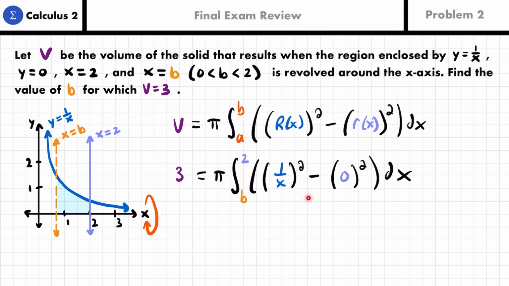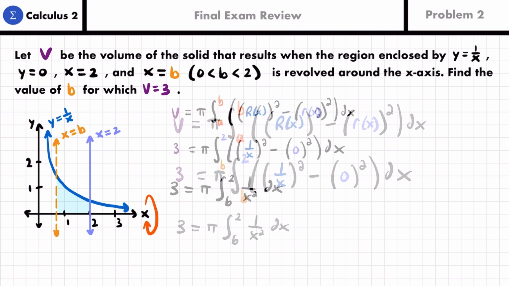Beginning by rewriting this integral a little bit, or by simplifying it, we'll have 3 is equal to pi times the integral from b to 2 of 1 divided by x squared, which will just be 1 divided by x squared, and then dx, because we are subtracting 0. So this is the only expression left in the integral. Okay, now to integrate 1 divided by x squared, perhaps it would be easier if we rewrote it by moving x squared to the numerator, by making its exponent negative. That way we can see how to use the power rule for integration. So that would look like this.